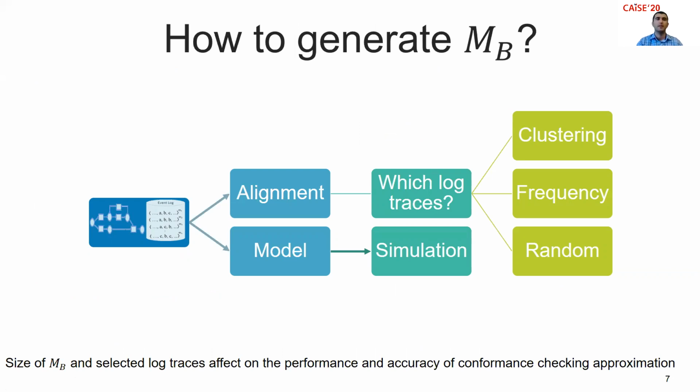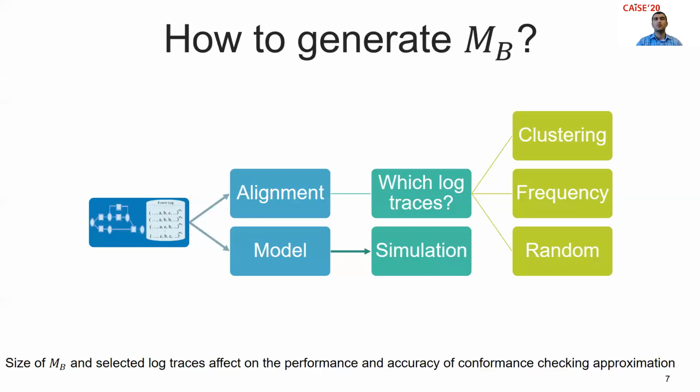Another question is, which log traces should be chosen for computing their alignment if we use the alignment technique? There are many subset selection techniques. However, in this work, we propose three methods in this regard.